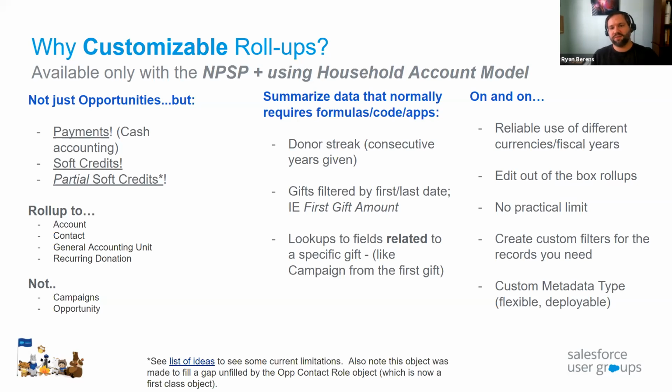$100 goes to Jim, $100 goes to Mary. They both need to have a soft credit to say they brought in that money. Partial soft credits provide that capacity to track and report off of that. Though when the NPSP created it, it was because they couldn't adjust the opportunity contact role object.